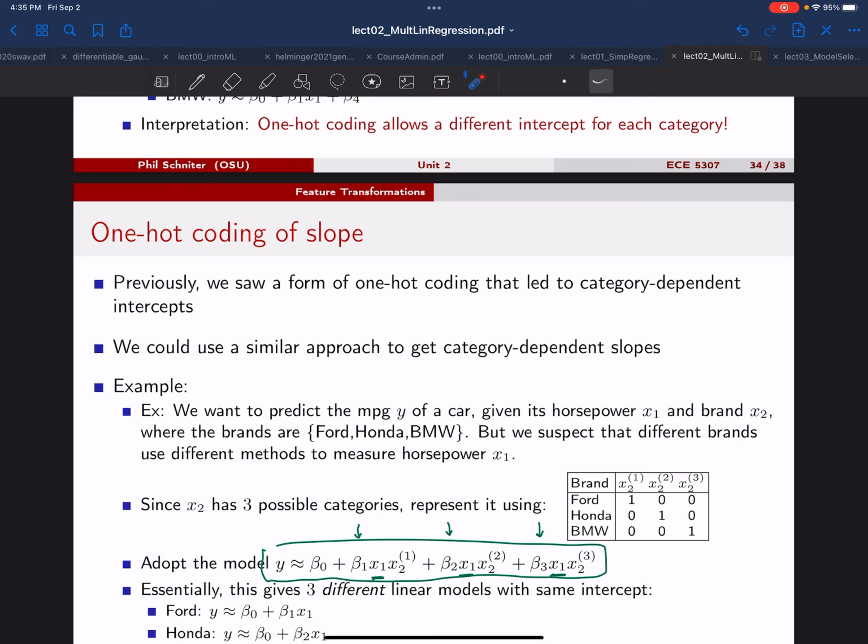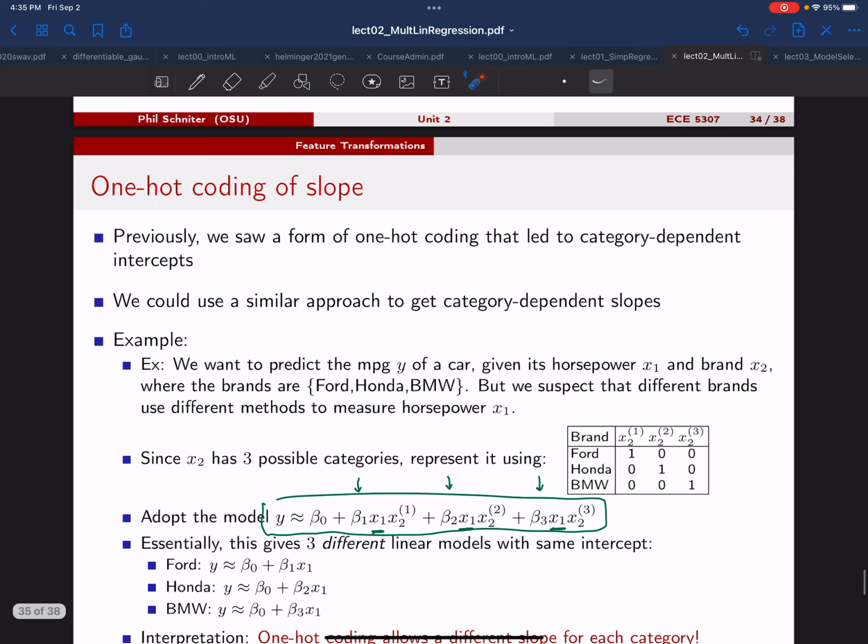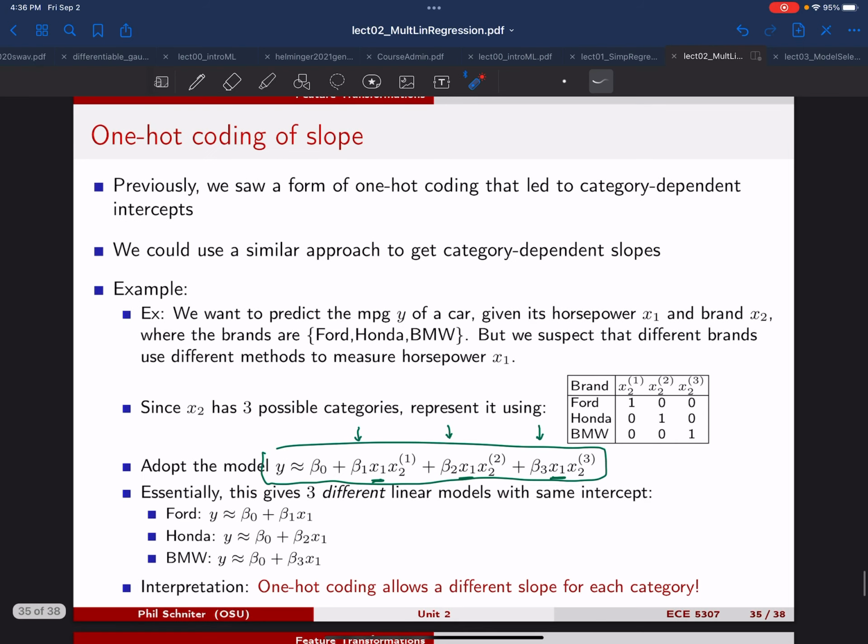You could do both. You could do one-hot coding slope and intercept. In this case, essentially what that would mean is that you use specific coefficients, slope and intercept, for every brand. That may or may not be a good idea. The more coefficients you add to your model, it's not necessarily better, as we'll see. It gives you more flexibility, but sometimes you can have too much flexibility and it actually hurts your prediction. So we'll see some examples of that later.